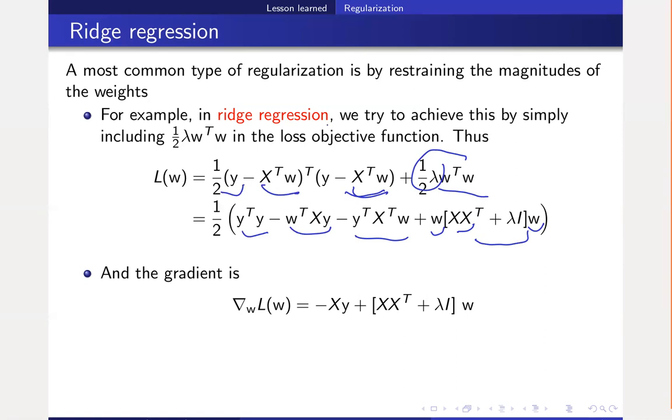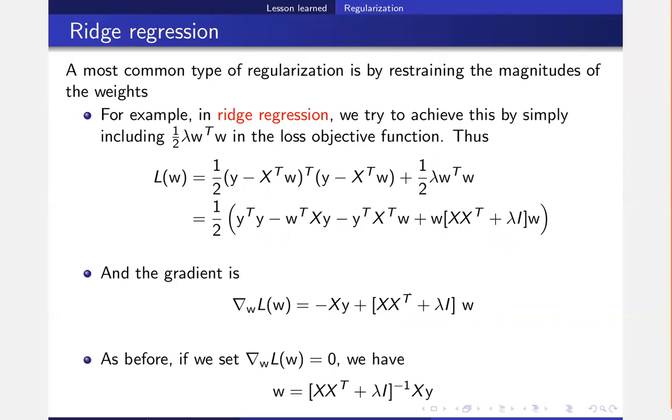Then my loss function will be replaced by this one. Then like last time, I can take the gradient. If I take the gradient, then instead of having just xx transpose multiplied by w, I have xx transpose plus lambda I multiplied by w. And so the solution for that is very similar to last time, but note that I have the inverse here. Instead of xx transpose inverse, I have xx transpose plus this lambda I here.